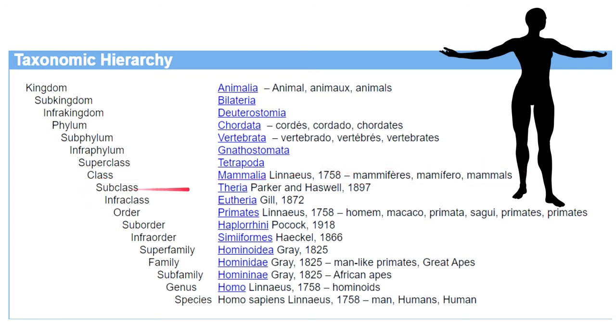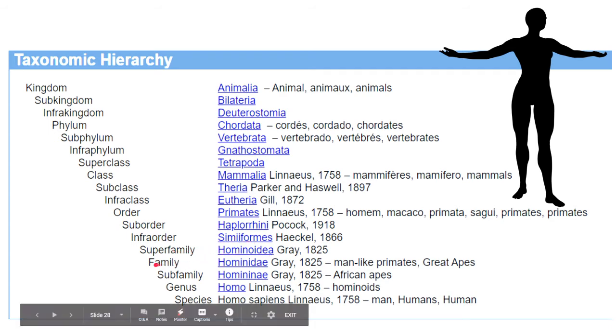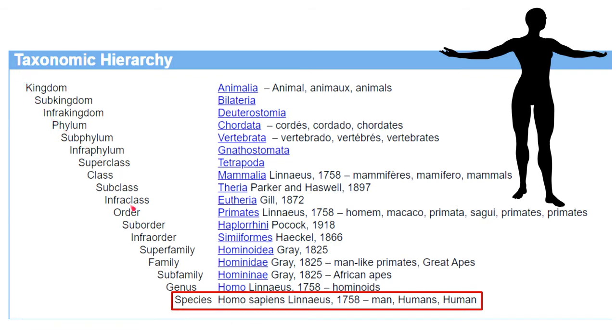Then we have infraclass Eutheria, order Primates, okay? So we are grouped here with other primates, followed by suborder Haplorhini, Simiiformes, superfamily Hominoidea, family Hominidae, man-like primates and great apes. So this is our family. Followed by subfamily Homininae, genus Homo, and finally, our species, Homo sapiens. Okay, so this is modern man. This is our species name, Homo sapiens: Homo is the genus, sapiens is the species name. And these are the different taxonomic ranks that we belong to.